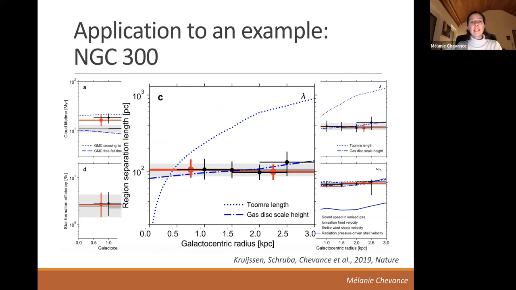For the separation scale, the separation length between individual regions, we have about 100 parsec, and it's relatively constant again throughout the galaxy, and it's very consistent with the gas scale height. And this is an indication that the star formation is feedback regulated in this galaxy. So if you have a bubble blown by feedback, it will expand. And when it reaches the gas scale height, the bubble will depressurize and therefore set the typical distance between regions to the gas scale height.